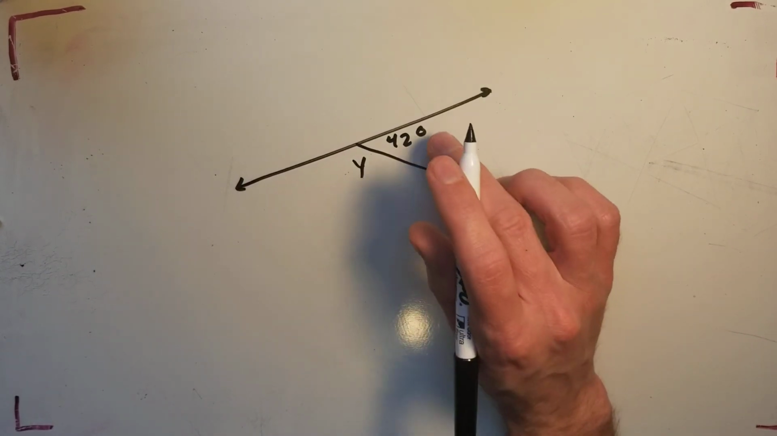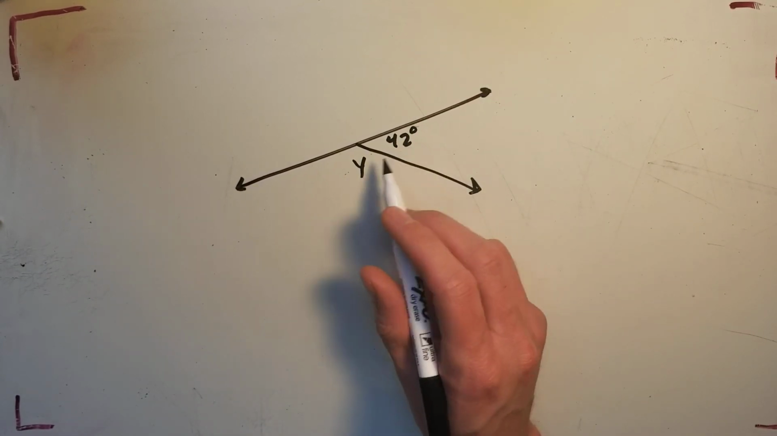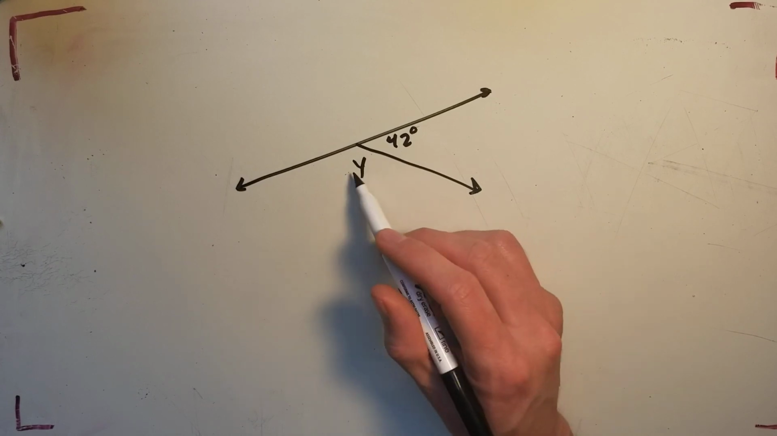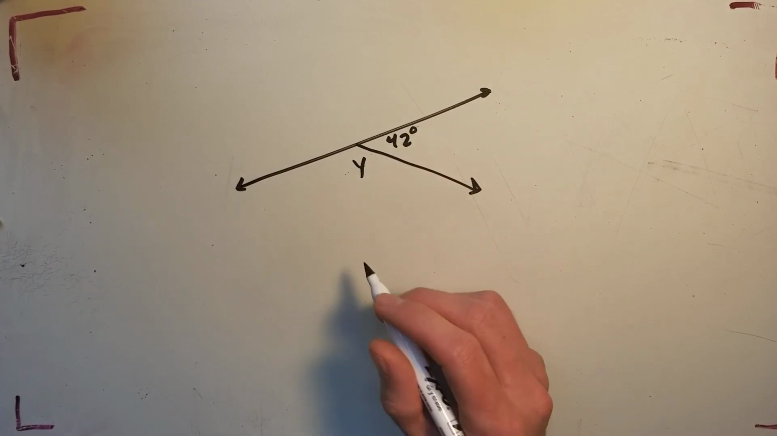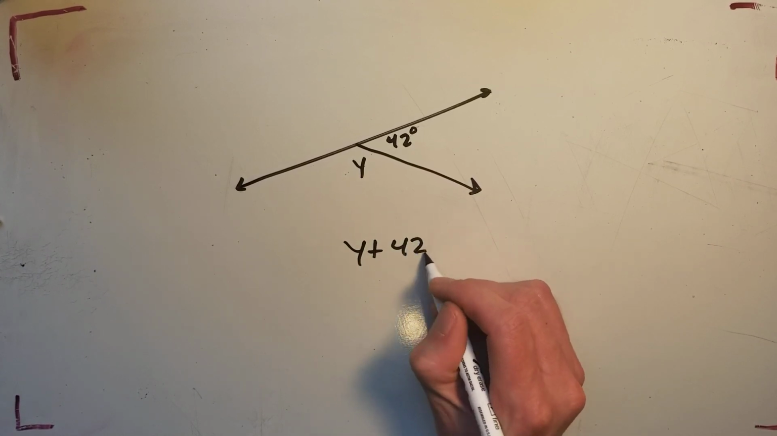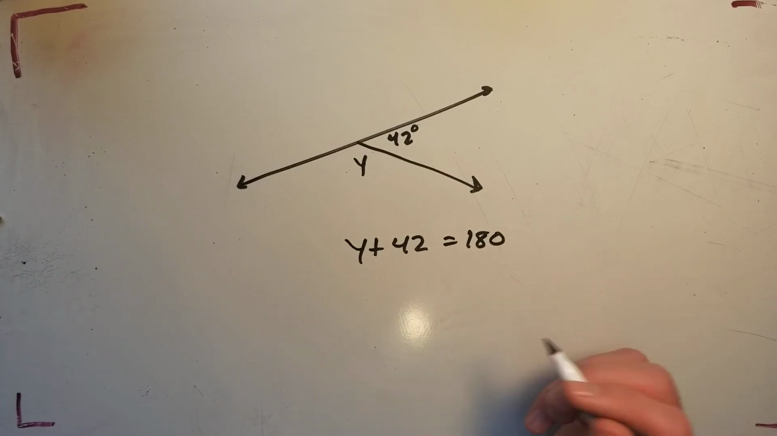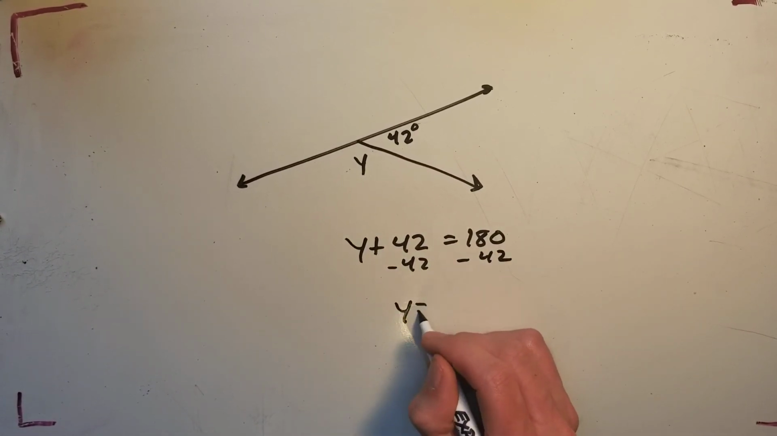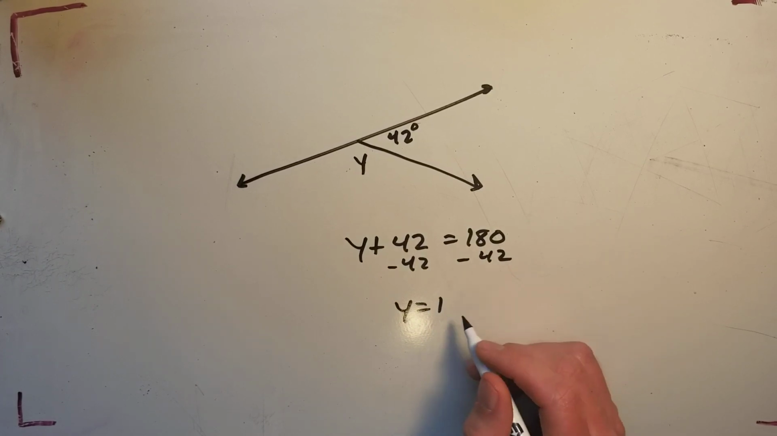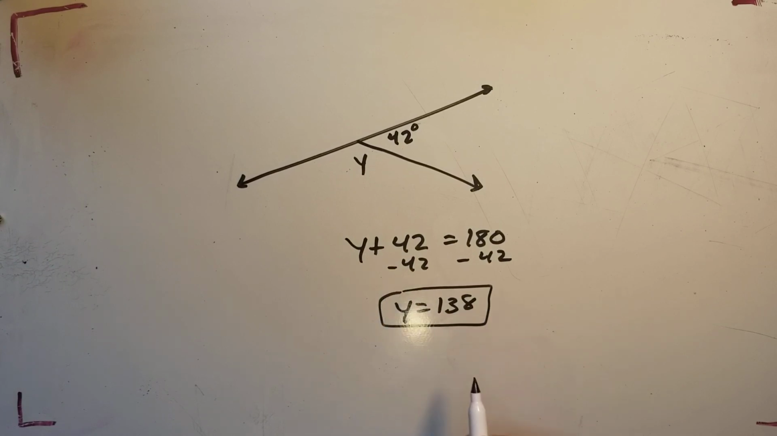So 42 degrees. When we add these together, they should equal 180 because they are supplementary. This is a straight angle, so it should add up to 180. So y plus 42 equals 180. And then just solve for y, subtract 42, subtract 42. So y is going to be equal to 138. That would be our measurement for y here.